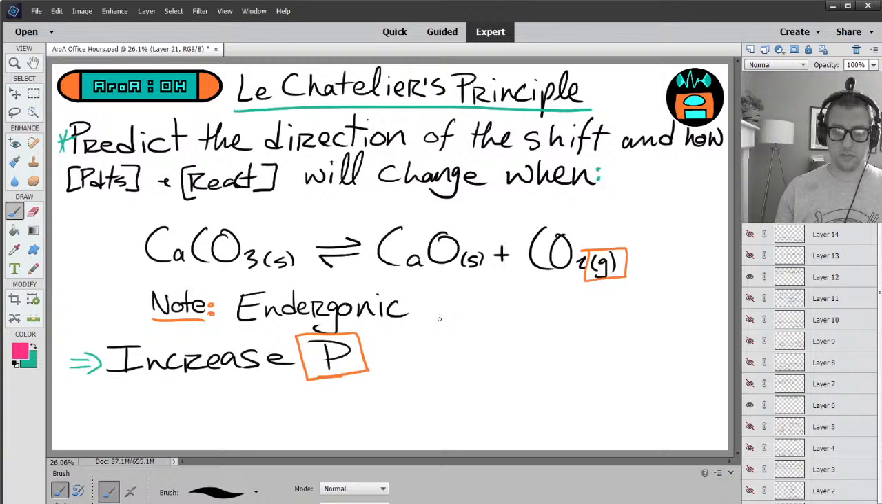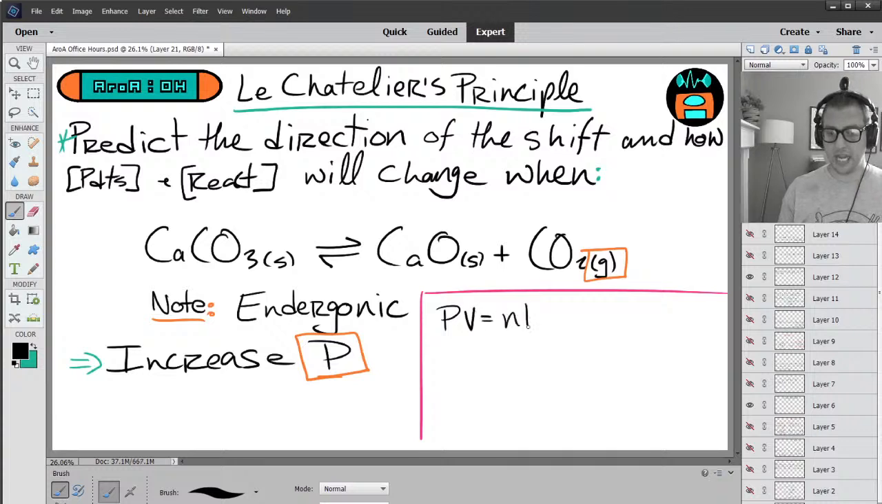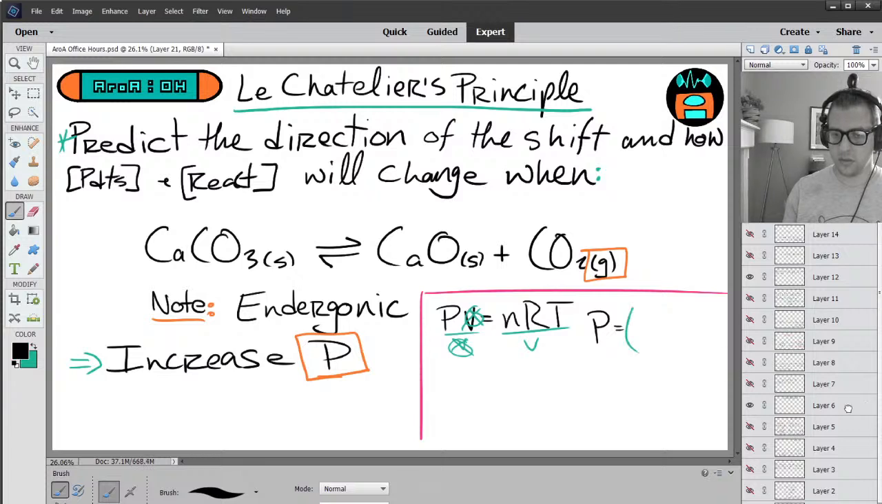So, a little aside, we know we have the ideal gas law, right? PV equals nRT. Watch what happens when I divide both sides of this expression by volume. First it cancels off of this side, then the expression changes to P is equal to n over V times RT.